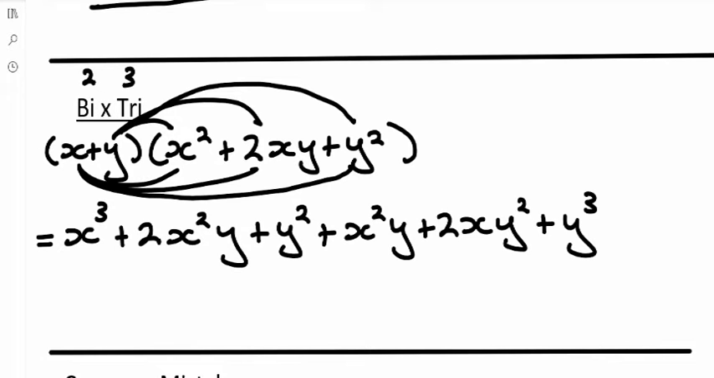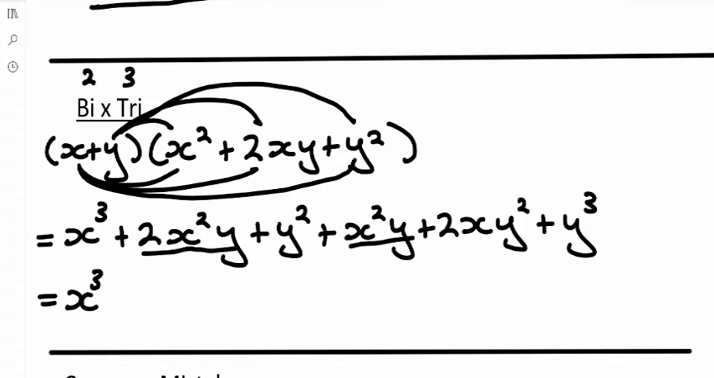Now, we just need to be careful. Do we have any like terms in this expression? Well, I see an x squared y over here, and I also see an x squared y. So this term and that term we'll be able to add together. X cubed is a standalone term.